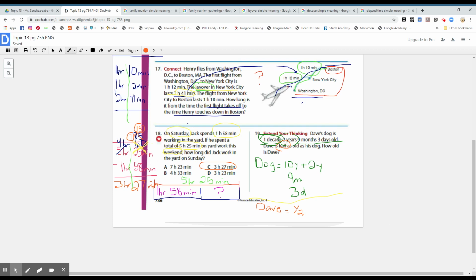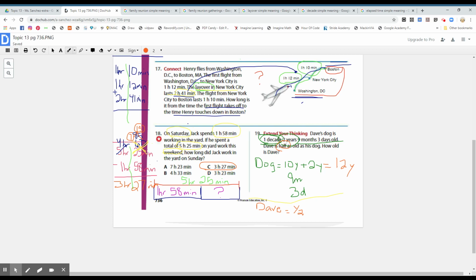Okay, well, what do you want to do with this information, boys and girls? Okay, we can add the years. You cannot add months to years, boys and girls, because that's not the same units. Okay, so we can keep it all separate, I guess. The dog is 12 years, 9 months, and 3 days. But for Dave, we have to cut that in half.